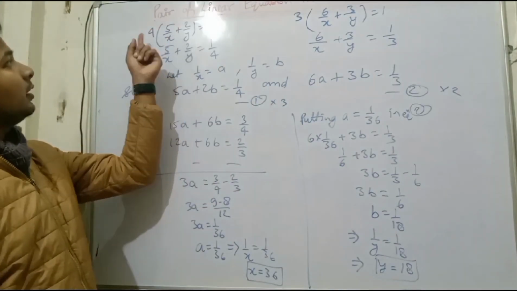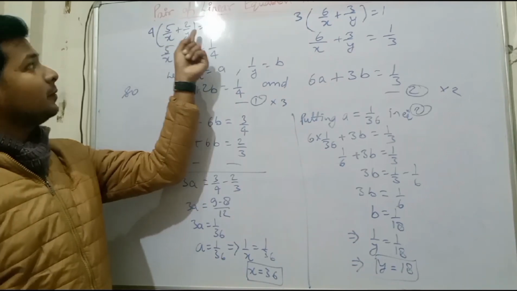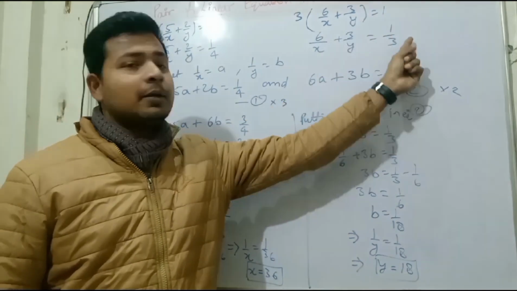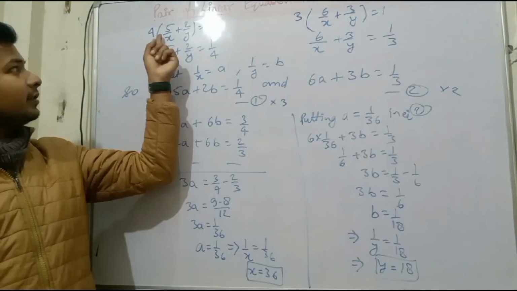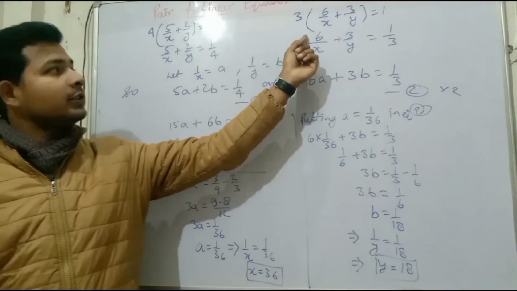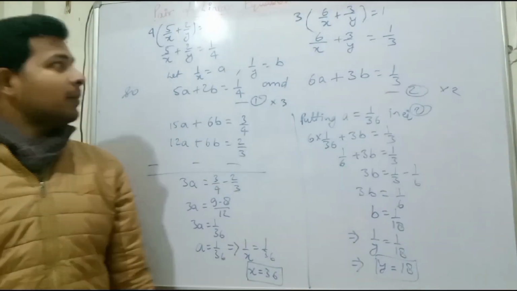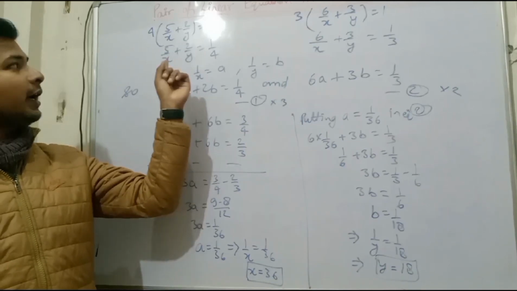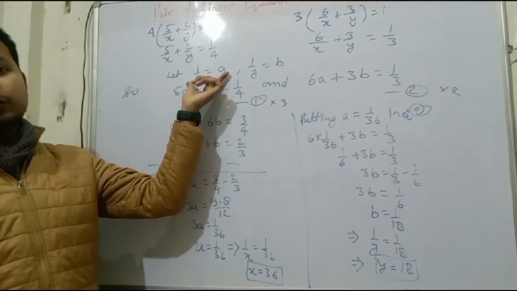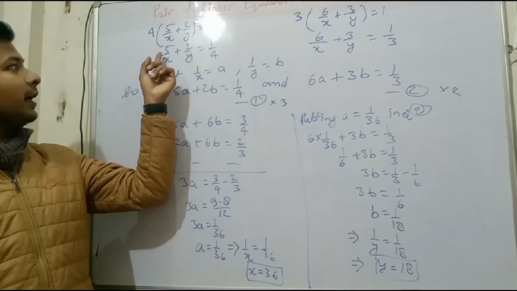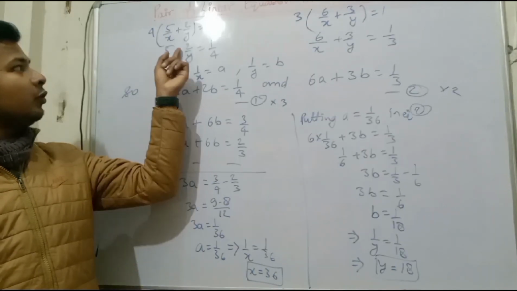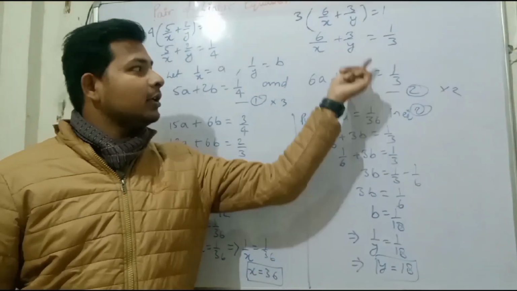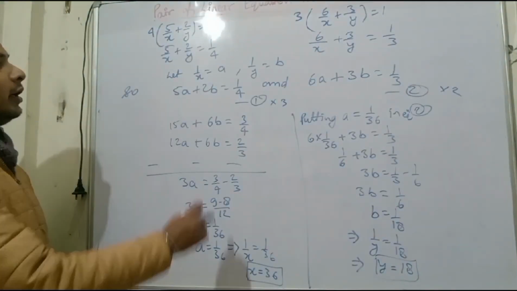If you continue, sending this 4 to the RHS will become 1 by 4, and this 3 to the RHS will become 1 by 3. So 5 by x plus 2 by y equals 1 by 4, and 6 by x plus 3 by y equals 1 by 3. If we take 1 by x and 1 by y as a and b, this equation will become easy. 5 into 1 by x means 5a, 2 into 1 by y means 2b, equals 1 by 4. Similarly, this will become 6a plus 3b equals 1 by 3.